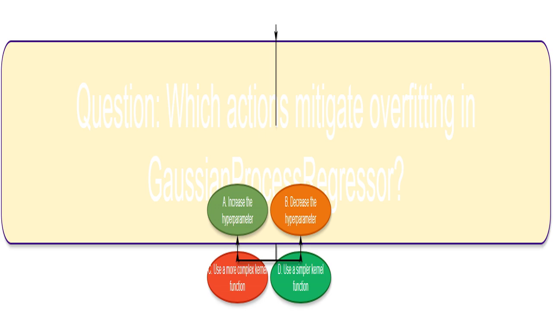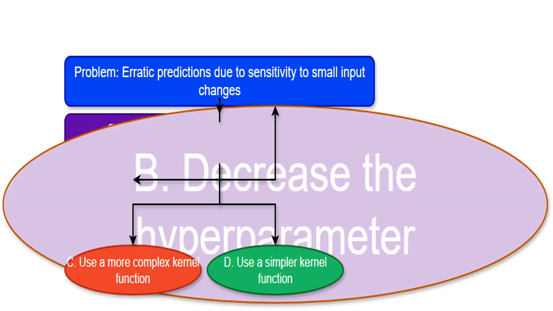Imagine you have a blurry photo. Increasing alpha is like saying, hey, this is a blurry photo, don't try to recreate every tiny detail, capture the overall shape. I propose to try a simpler kernel function.